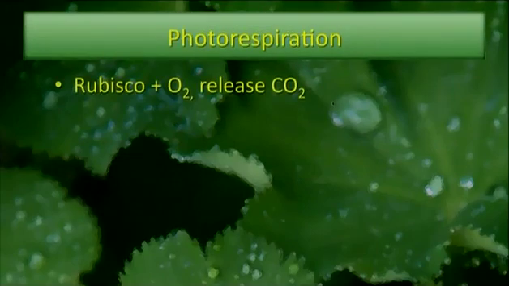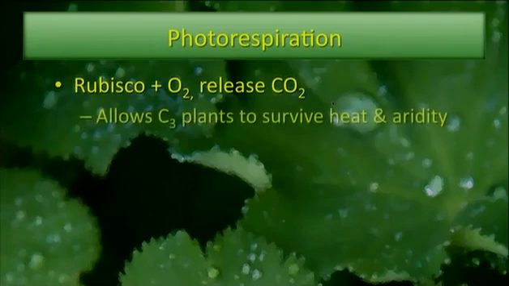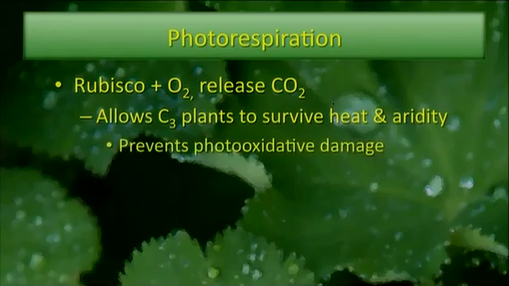So rubisco joins with oxygen gas and releases carbon dioxide, which is the opposite of photosynthesis. But this is not as wasteful as it may seem. It allows the C3 plants to survive heat and dryness. It helps to dissipate ATP and accumulated electrons, and also prevents photooxidative damage. Remember we talked about that last time with the C3 plants. But no ATP is produced. In fact, ATP is actually consumed in this process.